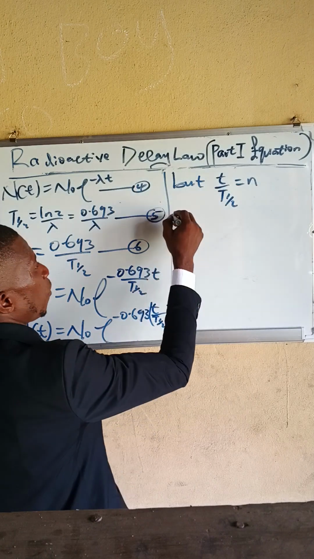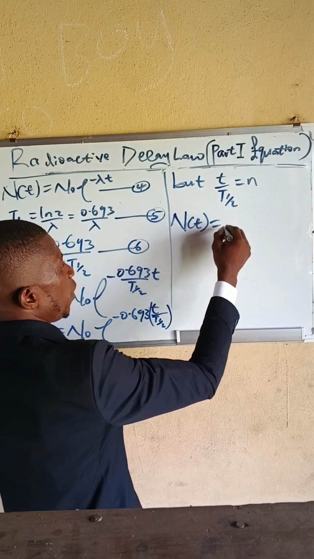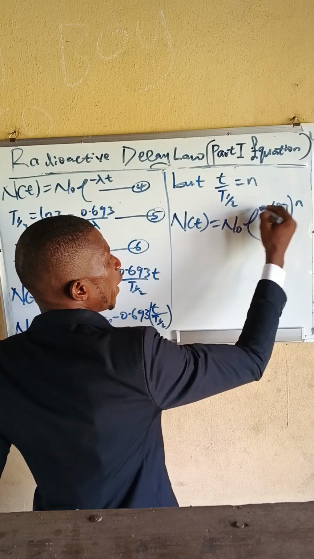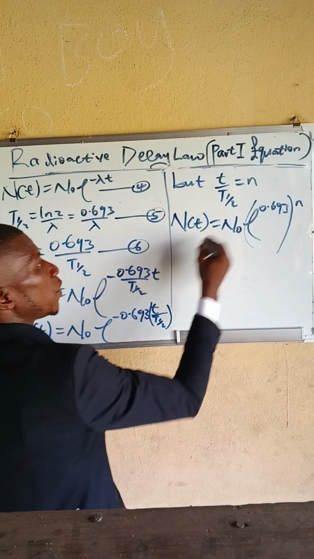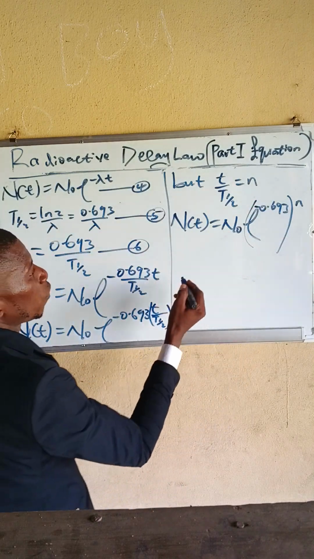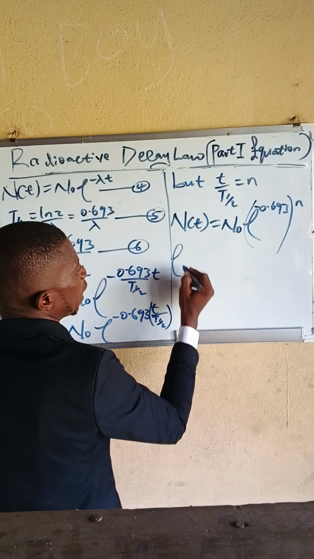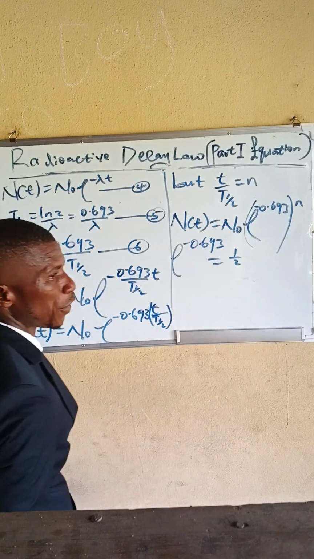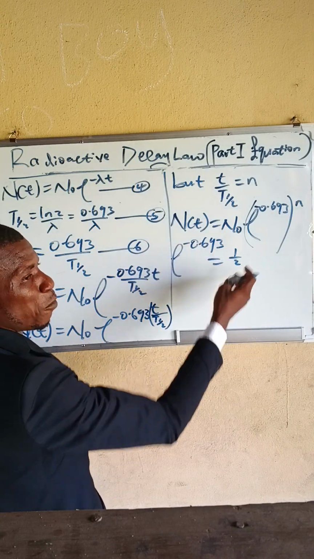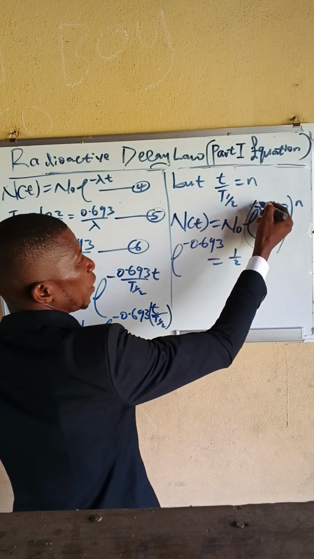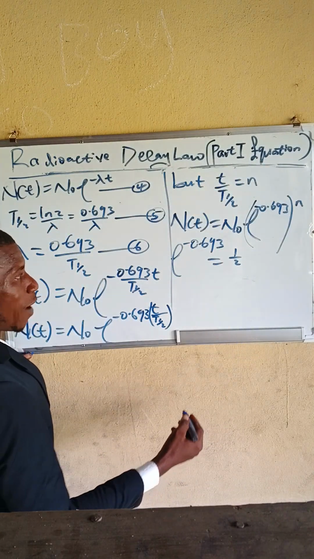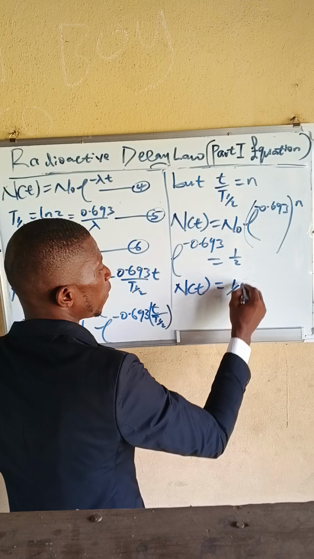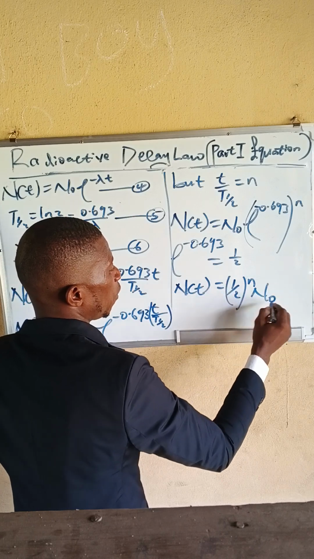So if I put that there, n of t will give me n naught exponential negative 0.693 all into n. Remember that exponential negative 0.693 is equal to half. If you press it in your calculator, this is going to give you half, which is 0.5. So wherever you see the whole of this, you put half. So n of t will give you half of this and n naught.